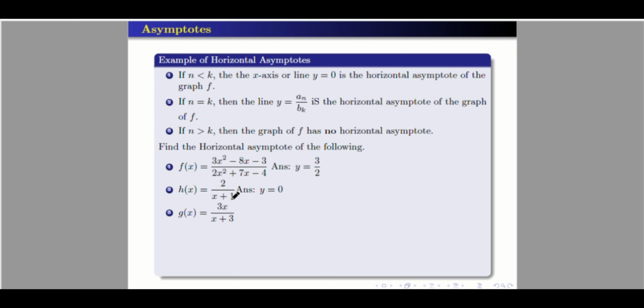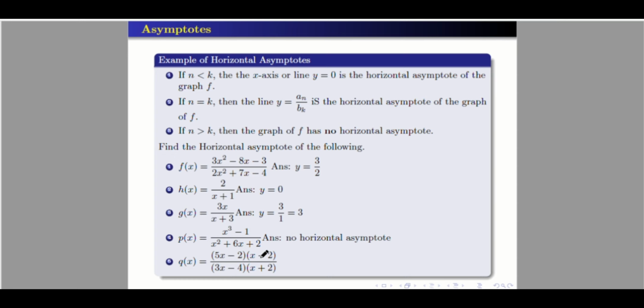Next, g of x. We have 1 and 1, so the degrees are equal. Again, we'll have 3/1. Take note, the coefficient of x is 1. So 3/1 is 3, and the horizontal asymptote is 3. Number 4, the degree of the numerator is 3 and the degree of the denominator is 2. So 3 is greater than 2, that falls on condition 3, so it has no horizontal asymptote.